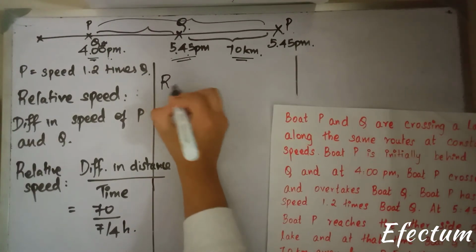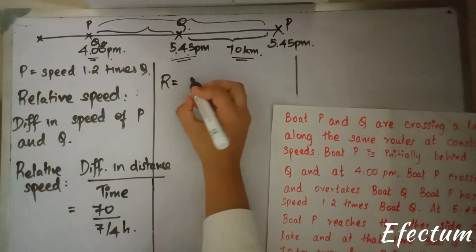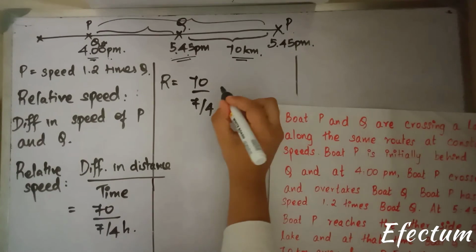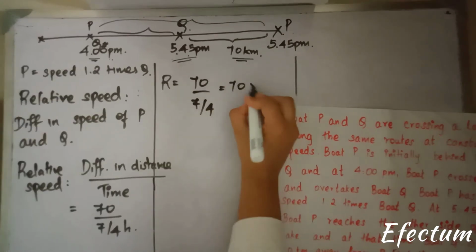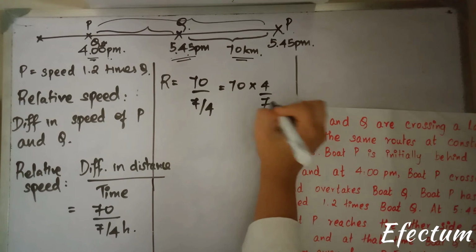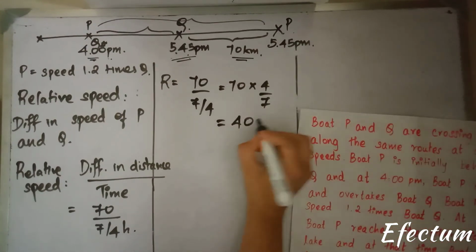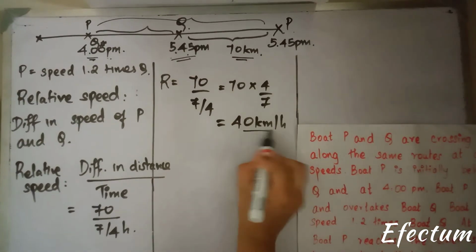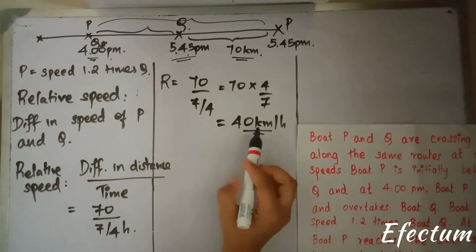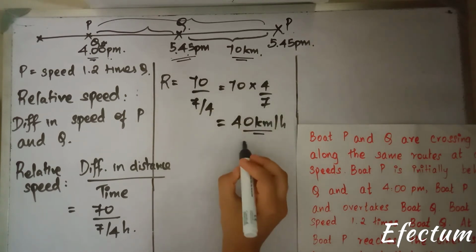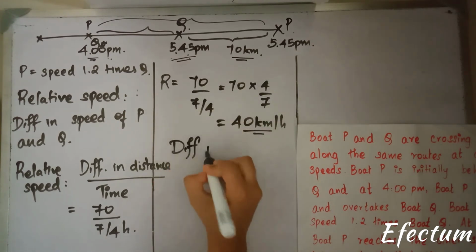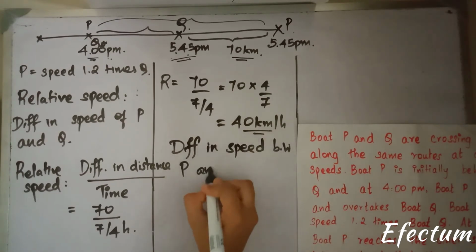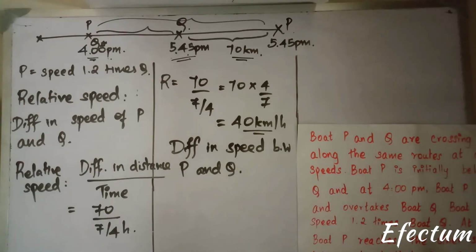Relative speed, let's have it as R, will be 70 divided by 7/4, and that gives us 70 into 4/7. This is 40 kilometers per hour. Now you should not get confused with this 40 kilometers per hour. This is not the speed of P or Q, but this is the difference in speed between P and Q.